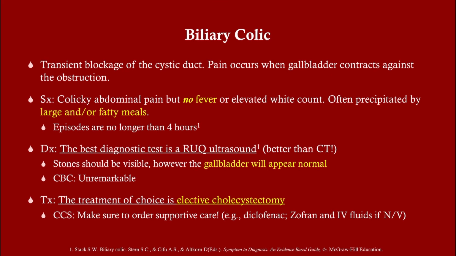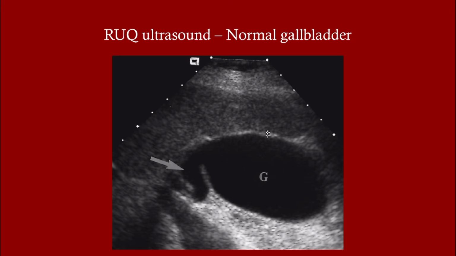Stones should be visible, but the gallbladder itself will appear normal. You won't have any pericholecystic fluid. You won't have any gallbladder wall thickening. You just see the stones in the cystic duct or in the wall or the neck of the gallbladder. The treatment here is nothing. It's just pain relief and inform the patient that they should consider getting a cholecystectomy as definitive treatment.